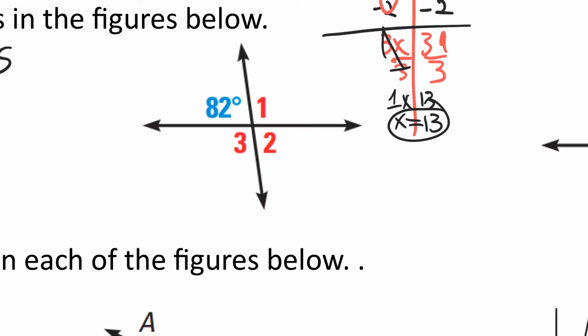Okay, how big is angle 2? 82. How big is angle 1? 98. Angle 3 is 98.